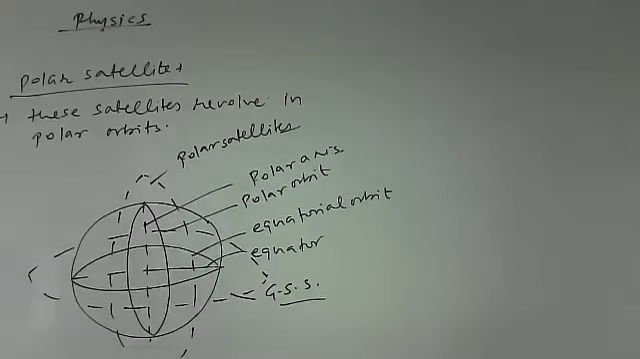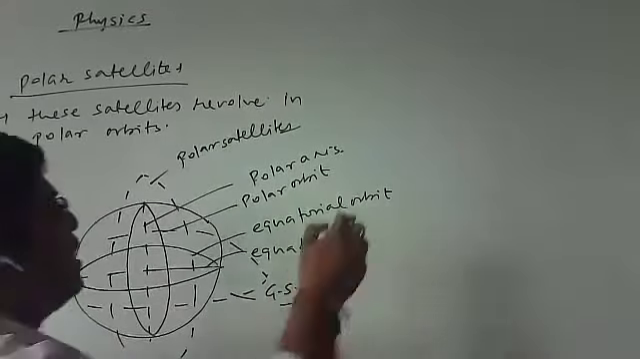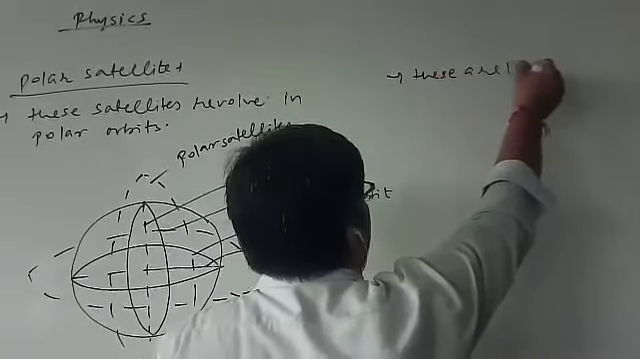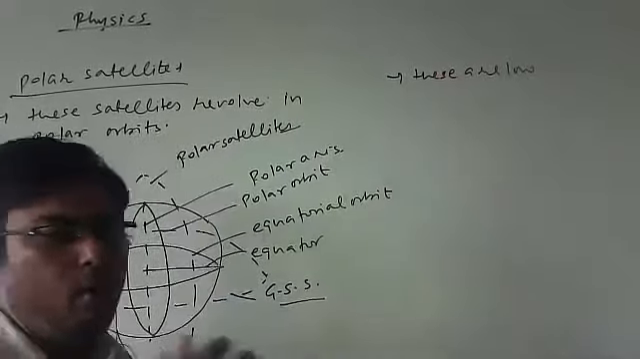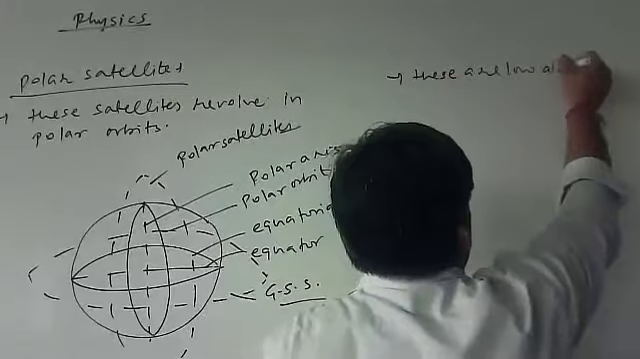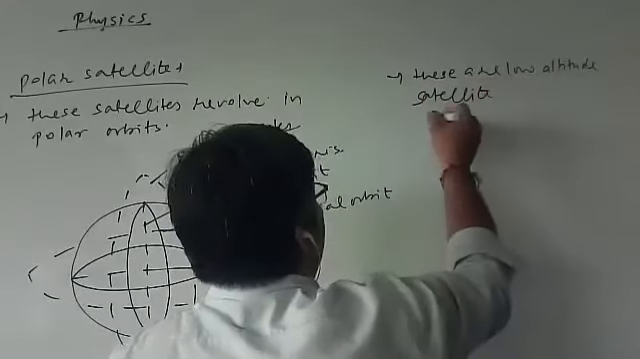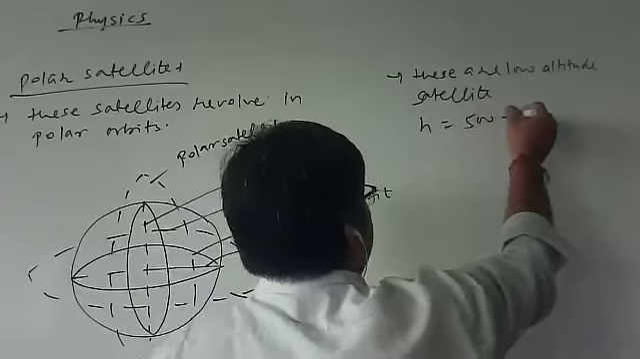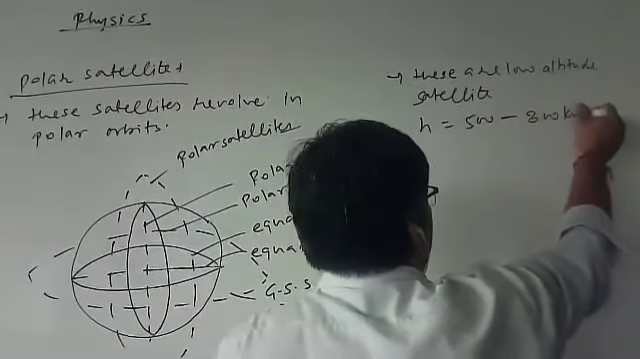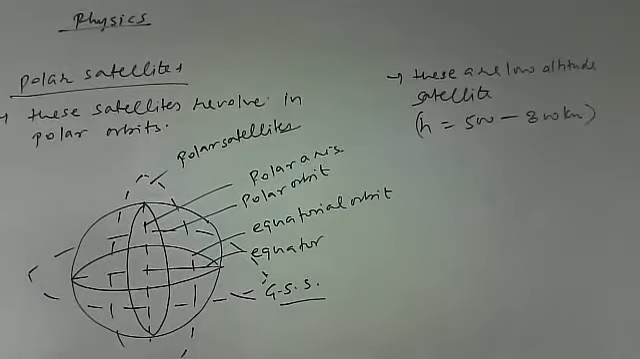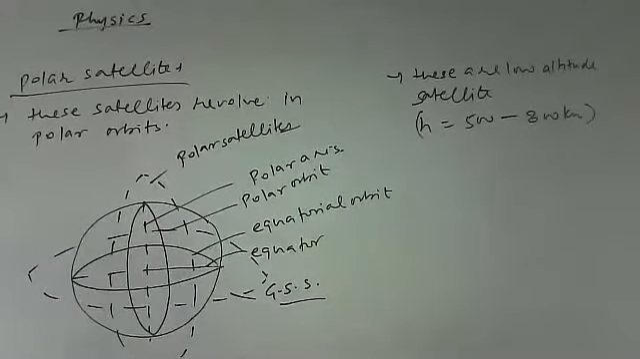I hope the point of polar orbit and equatorial orbit is clear to you. Next point, these polar satellites are low altitude satellites. The height is about 500 to 800 kilometers. Definitely the height is very less, so the time required to complete one revolution will be quite small.